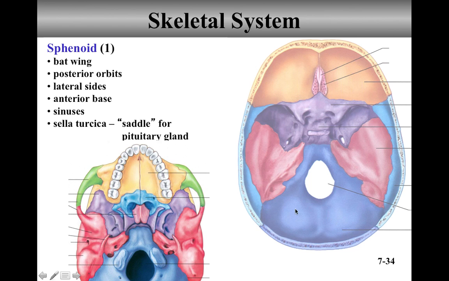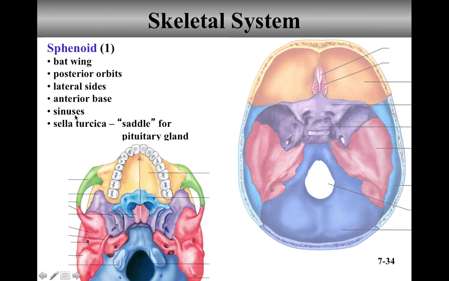This bone right here would be the what? Hopefully you said occipital bone. This bone right here would be a parietal bone. This right here would be what bone? Hopefully you said temporal bone. And then you're all caught up from where we should be.